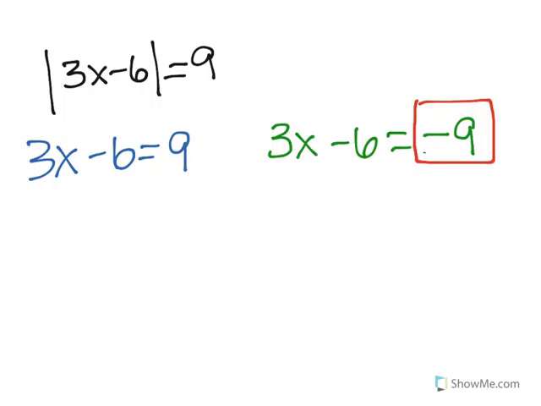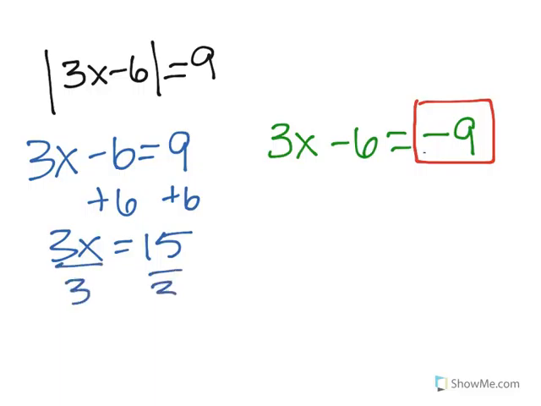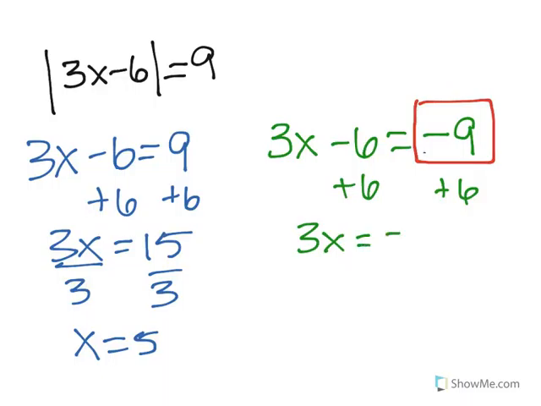And now all we're going to do is solve it like we would normally. So add 6 to both sides. 3x equals 15. Divide by 3, x equals 5. And over here, we're going to add 6. 3x equals -3, x equals -1.